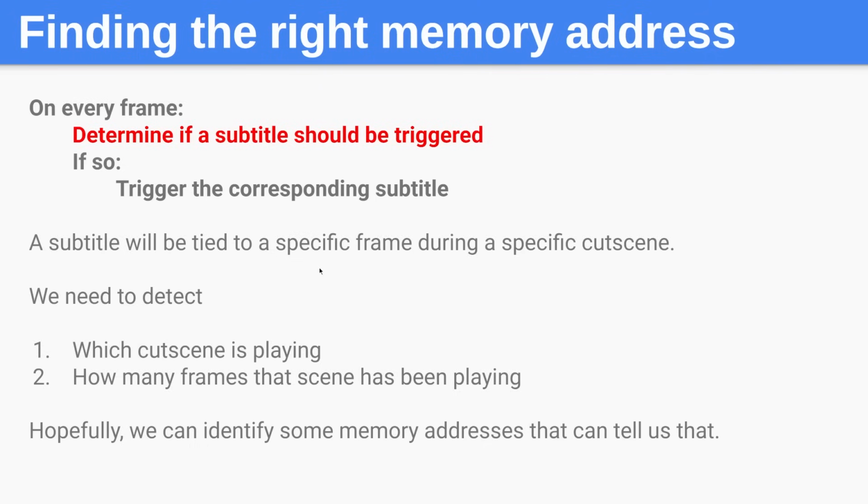When should a subtitle be triggered? We want it to trigger at a specific frame during a specific cutscene. So we need to detect which cutscene is playing and exactly which part of the cutscene we're in, and how many frames that part of that cutscene has been going on for. Hopefully, we can identify some sort of memory address that gives us the right variables that tell us when we are at the right point in a cutscene.